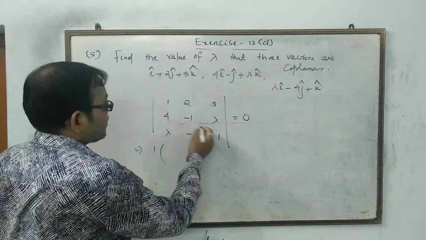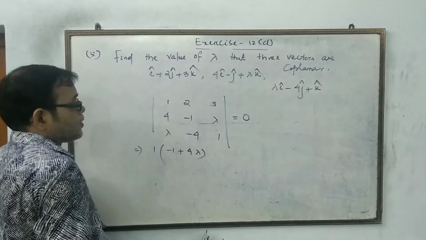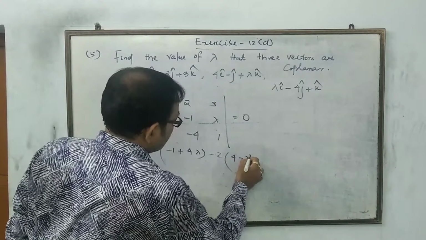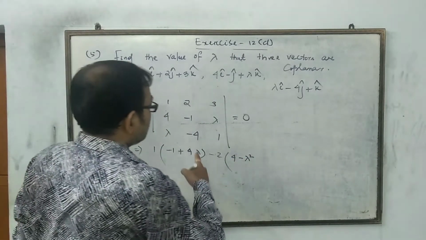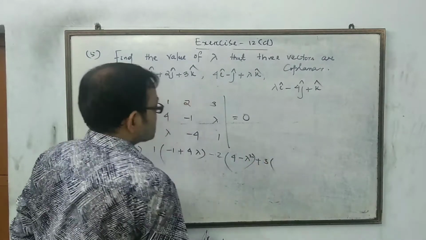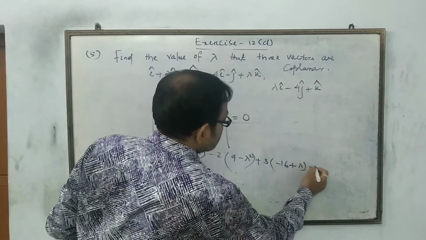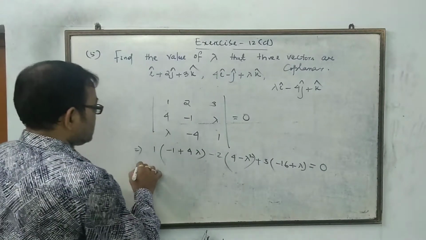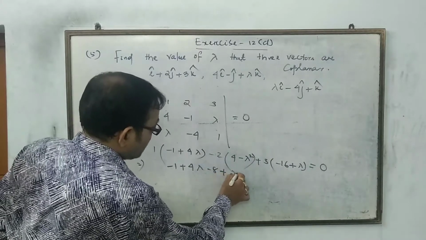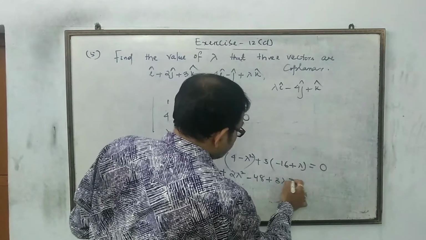1 into minus 1 into 1, minus of minus 4 lambda, that is plus 4 lambda. Then minus 2 into 4 minus lambda square. Then plus 3 into minus 16 plus lambda is equal to 0. Then you solve this as minus 1 plus 4 lambda minus 8 plus 2 lambda square minus 48 plus 3 lambda is equal to 0.